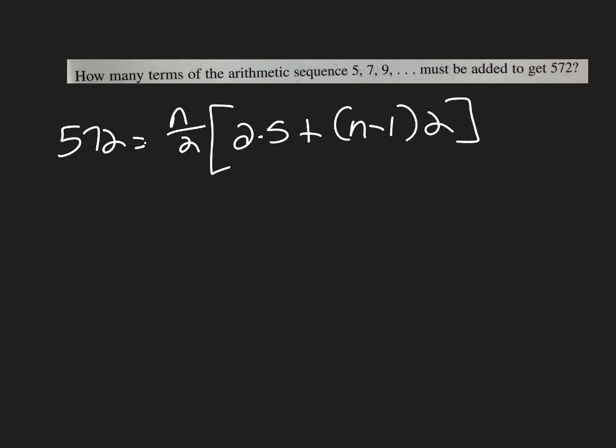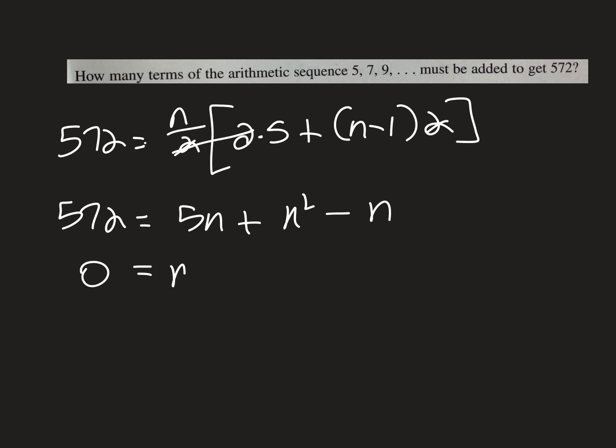Okay, whenever I see one of these, I'm going to go this way. I'm going to distribute, I'm going to multiply this whole thing. Let's just distribute n over 2. If I distribute n over 2 by this first term, the 2's would cancel. It'll give me 5n. If I do the second term, the 2's would cancel. It'll give me n squared minus n. Okay, all I did was distribute right there. So because I have a squared in there, I'm going to move everything over, try to factor. 5n minus n is 4n, move the 572.